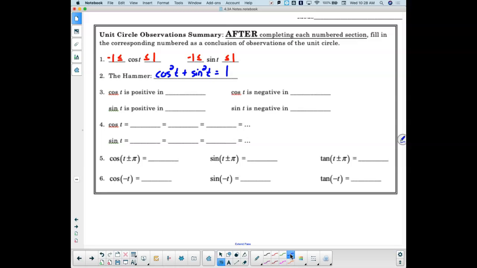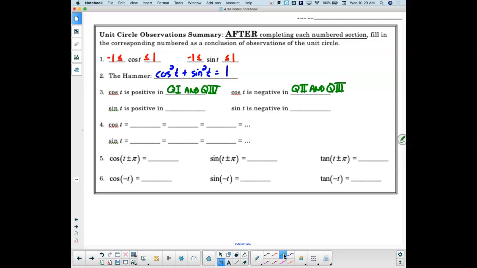Then in number 3, you should have discovered the fact that cosine is positive in quadrants 1 and 4. It's negative in 2 and 3.